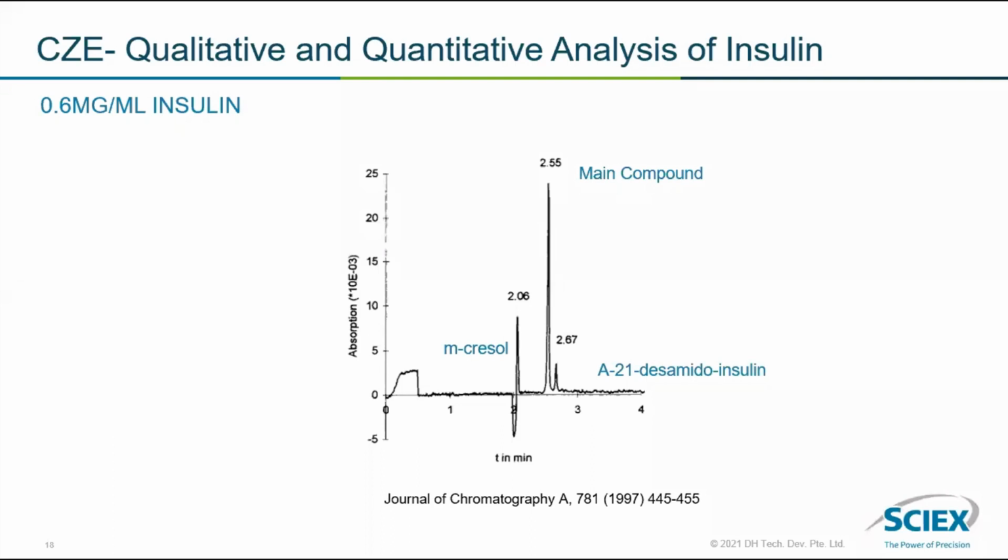We can also see one impurity which is separated at 2.67 minutes, which is A21 desamido insulin. This is a degradation product of the insulin, which is well separated from the main compound. You can also see on the left-hand side the excipient, which comes from the formulation buffer. The take-home message from this slide is the runtime. The runtime is very short. Within 4 minutes, you will be able to achieve the separation of the charge variants of the insulin molecule.